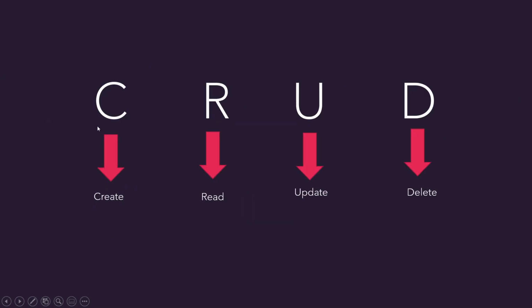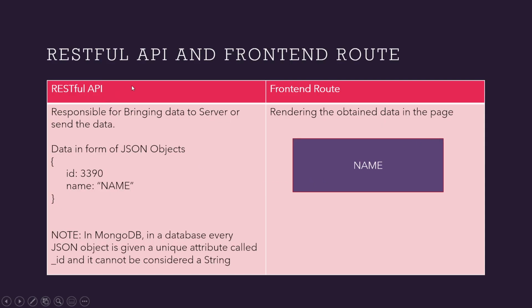So we have CRUD operations. CRUD: C represents create, R represents read, U represents update, and D represents delete. So RESTful API and the front end route, how do they differ from each other? RESTful API is responsible for bringing data to the server or sending the data. So that we have seen.